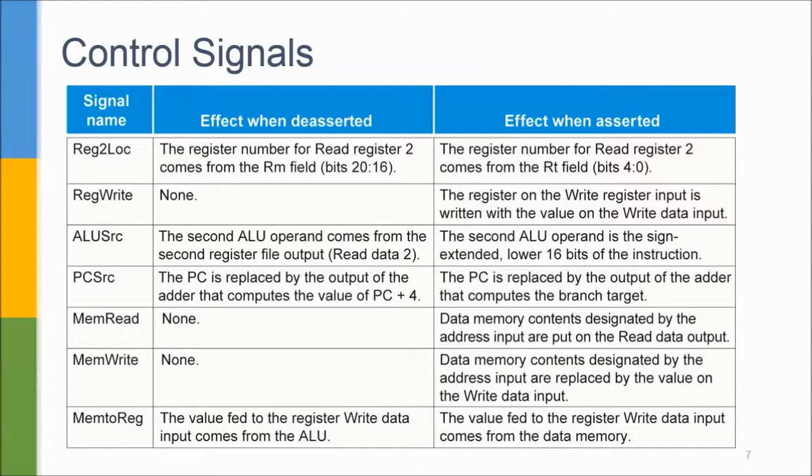Lastly, when the value fed to the register write data input comes from the ALU, then memory to register is deasserted. And when the value fed to the register write data input comes from the data memory, then the memory to register signal is asserted.